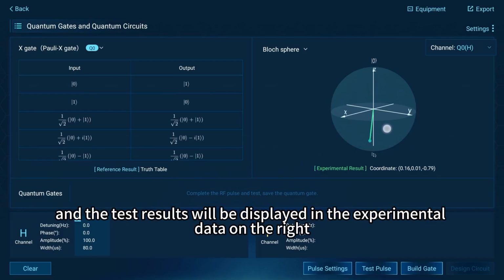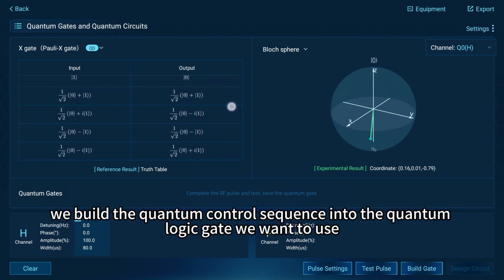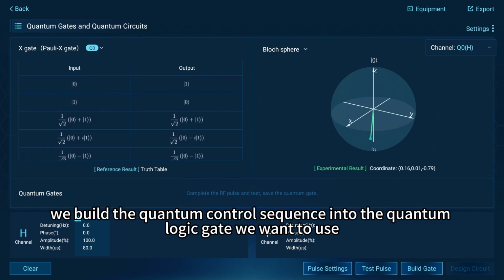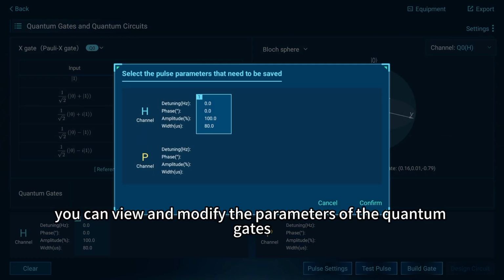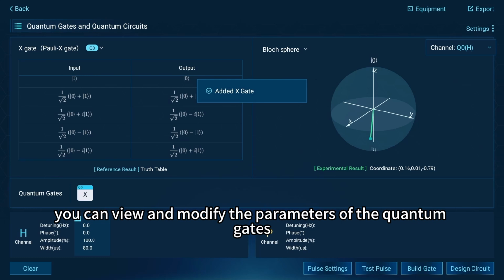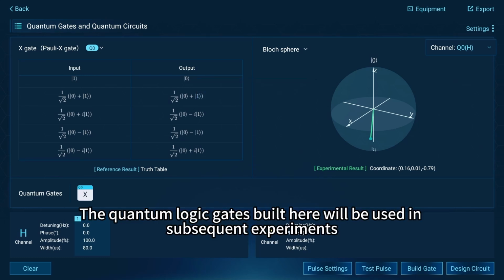And the test results will be displayed in the experimental data on the right. Based on the test results, we build the quantum control sequence into the quantum logic gate we want to use. After building quantum gates, you can view and modify the parameters of the quantum gates or save them. The quantum logic gates built here will be used in subsequent experiments.